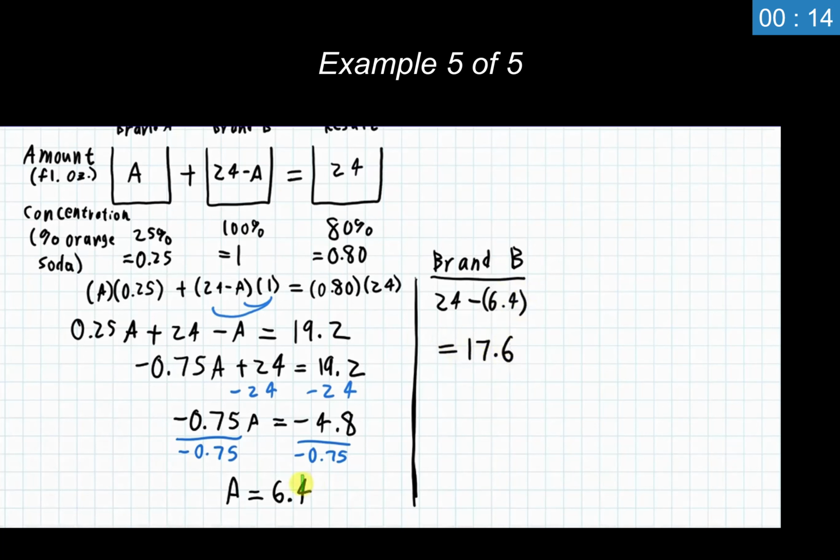So from here, we determine that we have 6.4 fluid ounces of brand A, and we have 17.6 fluid ounces, I should say, of brand B.